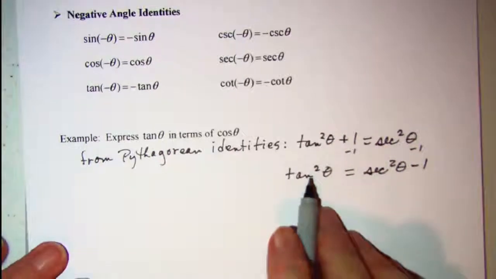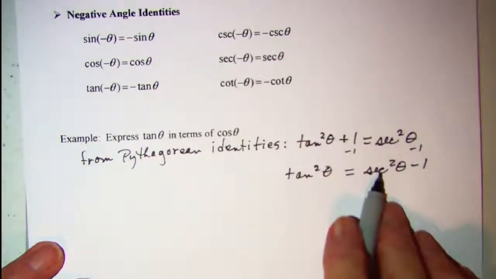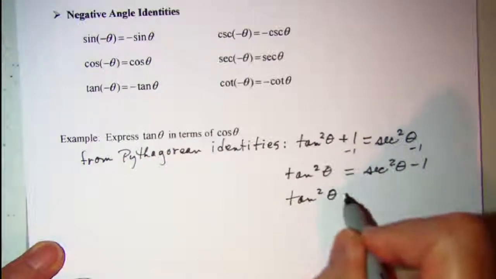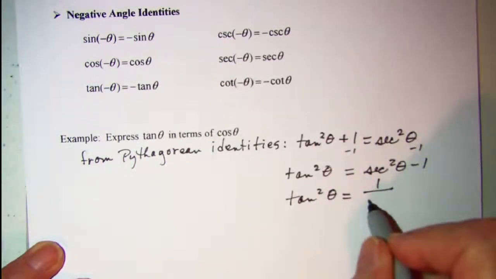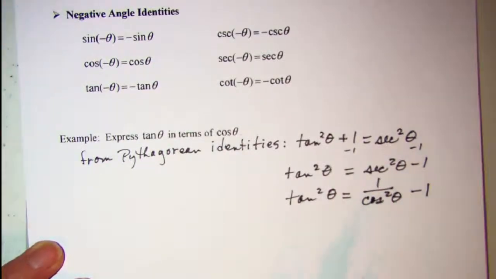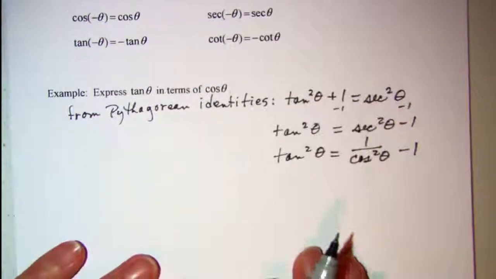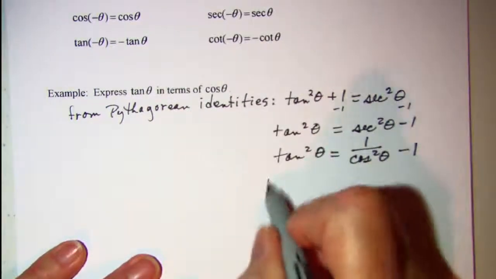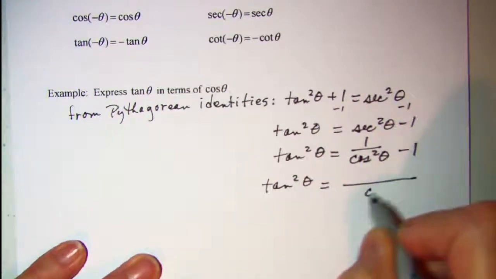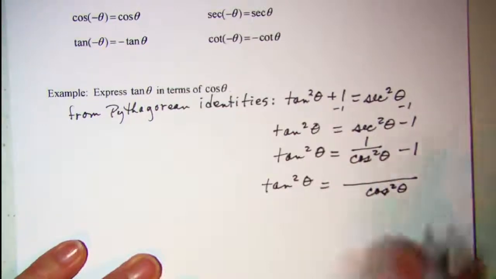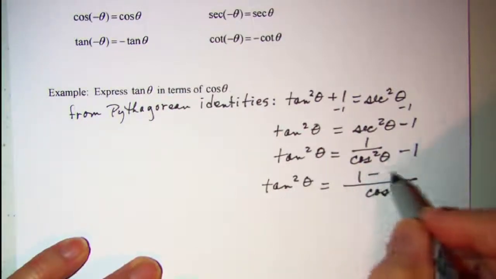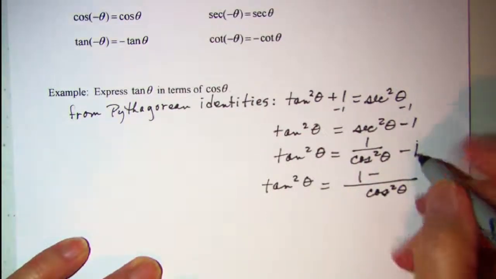And then let's go ahead and change this to 1 over cosine. Tangent squared theta is equal to 1 over cosine squared theta minus 1. And let's get a common denominator here. So we know tangent squared theta is equal to, my common denominator will be a cosine squared, 1 minus, this will be cosine squared over cosine squared.